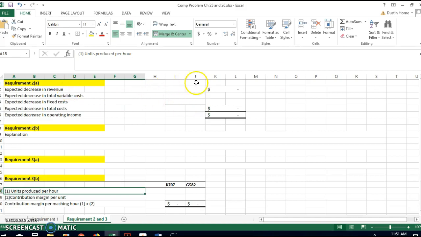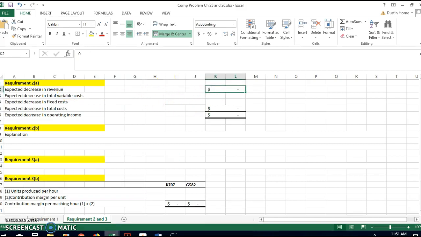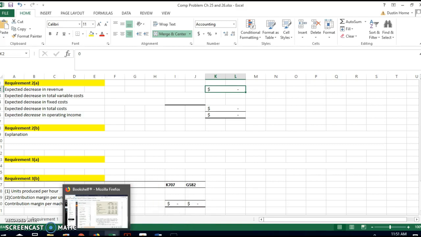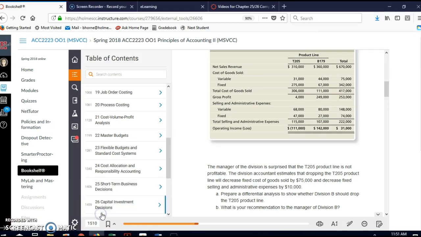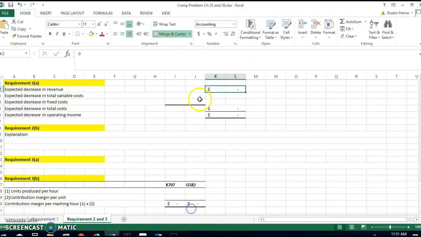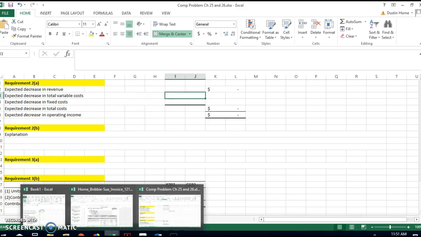Now, we are going to expect a decrease in revenue if we do not sell this product. And if you look in your textbook or look here on the ebook, if we don't sell this product, we will have a decrease in revenue of $310,000. So you will just copy that number down. And then an expected decrease in total variable cost.